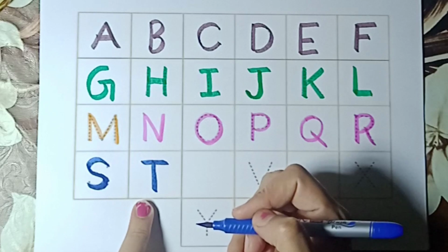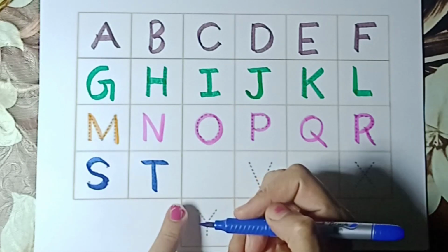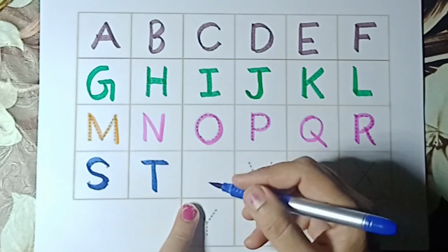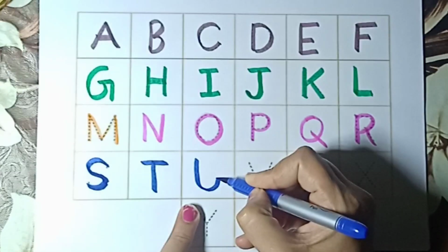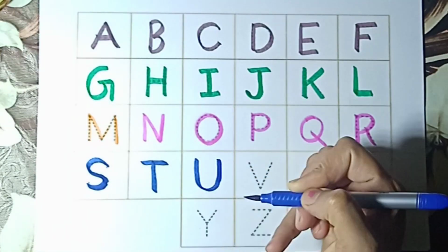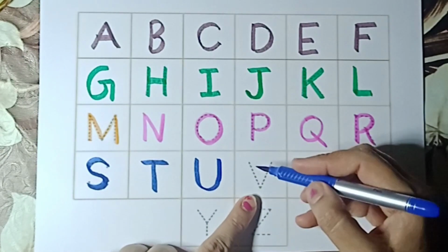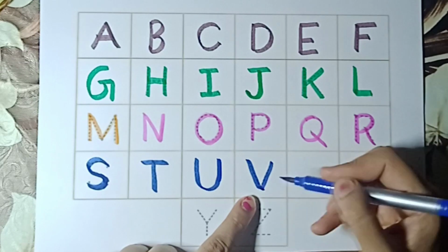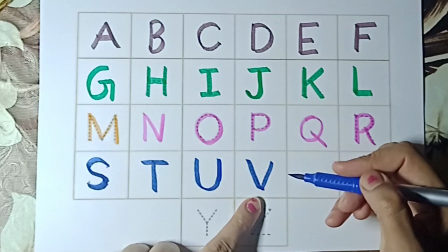T. T is for tiger. What comes after T? U. U is for umbrella. And next letter is V. V is for van.